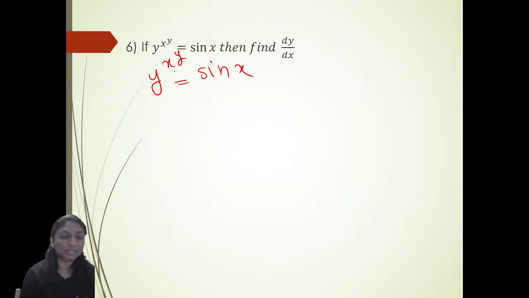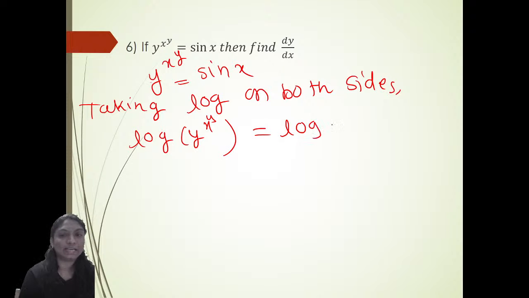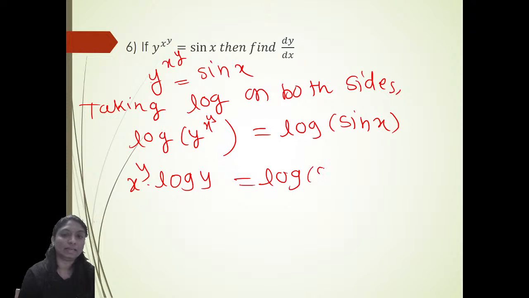Given x raised to y equals sin x, taking log on both sides. So you will get log of y raised to x raised to y is equal to log sin x. So x raised to y into log y is equal to log sin x.